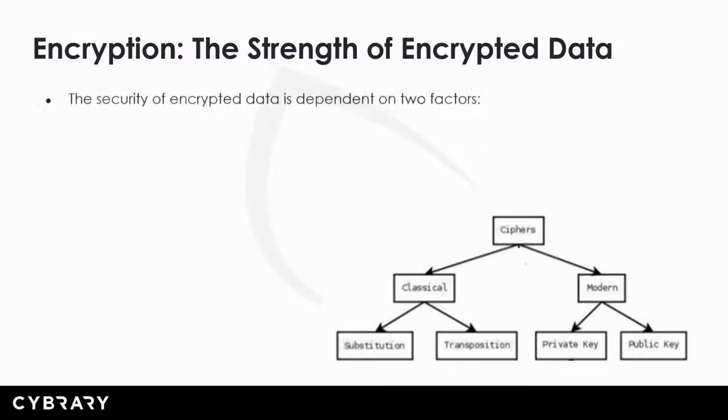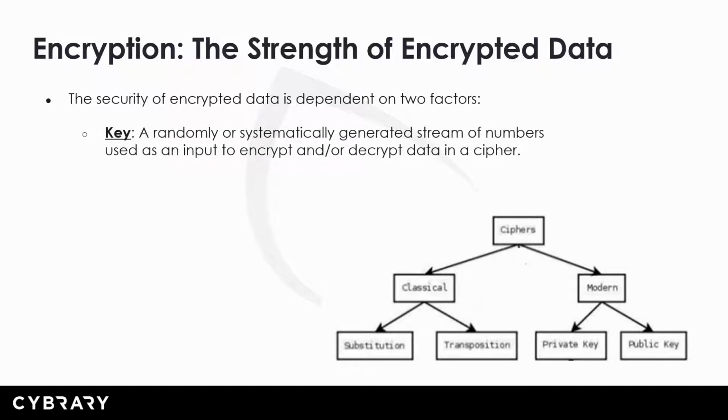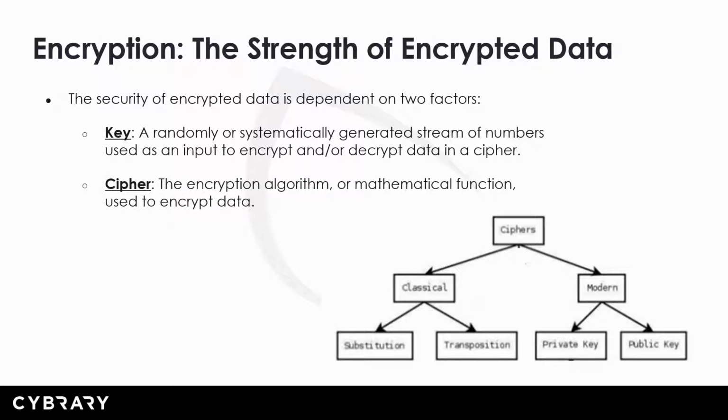Now in encryption, there are two factors that determine the strength of the encrypted data. The first is the secrecy and who has access to the key, which is a randomly or systematically generated stream of numbers used as an input to encrypt and/or decrypt data in a cipher. And the second is the strength of the cipher itself, which is the encryption algorithm or mathematical function used to encrypt data. And we have two different types of ciphers. The first is classical, and the second is modern. Classical ciphers are relatively weak in comparison to modern ciphers, especially if the translation table or patterns are recognized.